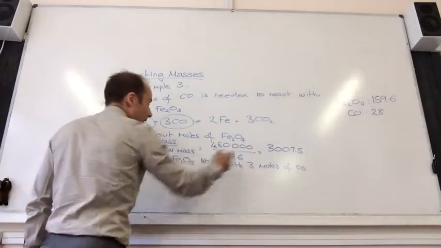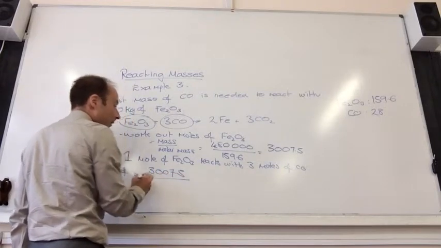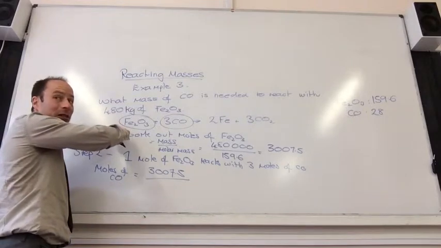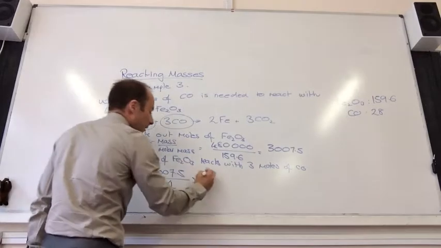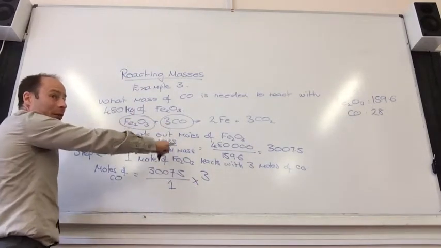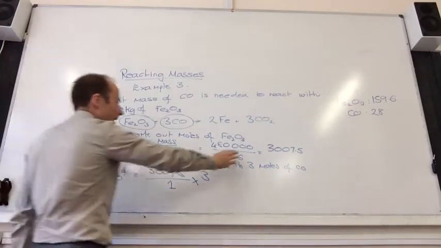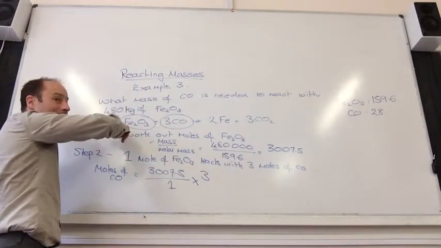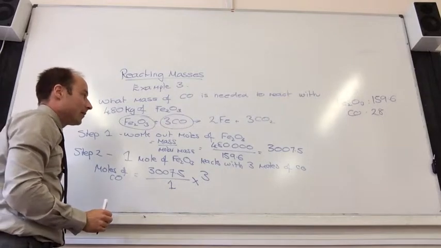Now, the way to do it, you need to work out now the moles of carbon monoxide. You take your moles of iron oxide, 307.5, you divide it by the number in front of iron oxide, which is 1, and times it by the number in front of the carbon monoxide. So if you always follow that routine, you'll be fine and dandy. So you take the number of moles of iron oxide and divide it by the big number in front of it in the equation, and times it by the number of the thing you're trying to find.